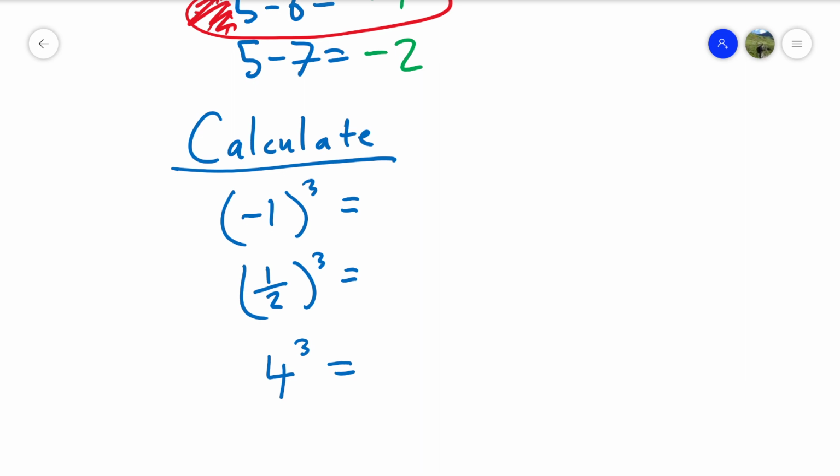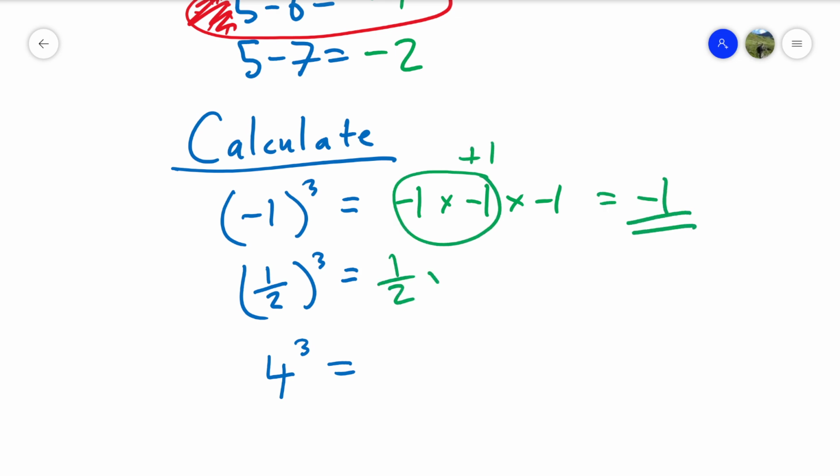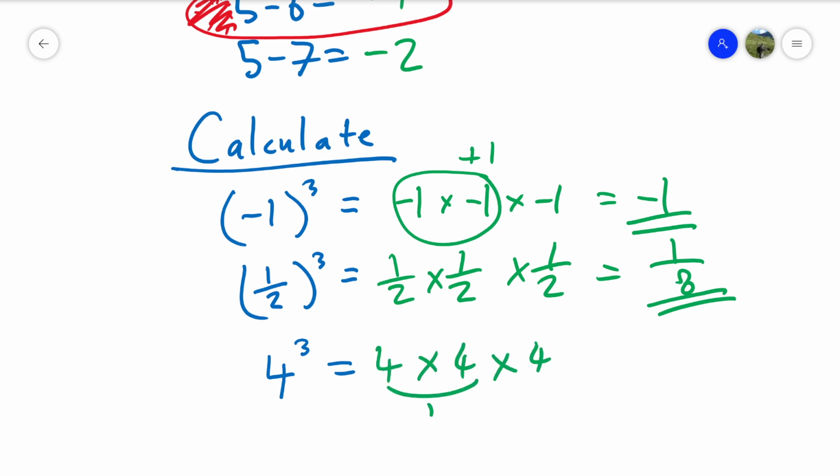Okay, welcome back. Right, so that's -1 times -1 times -1. -1 times -1 is +1. So the answer is -1. This is a half times a half times a half, which is 1/8. I'll come back to that again in a minute in case you need some extra help. This is 4 times 4 times 4. 4 times 4 is 16. 16 times 4 is 64.